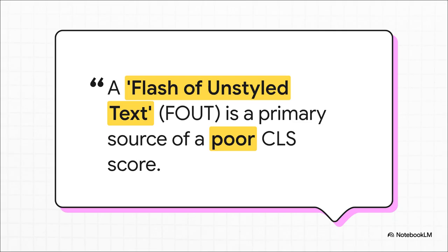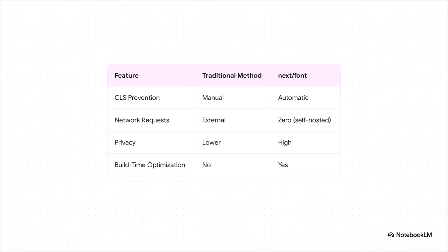But the worst part of this old method is something called a flash of unstyled text. What happens is the browser first displays a default font, and then, bam, your custom font finally loads, causing all the text to resize and the whole layout to jump. This is public enemy number one for your CLS score. I mean, just look at the difference when you put them side by side. It's not even a contest.